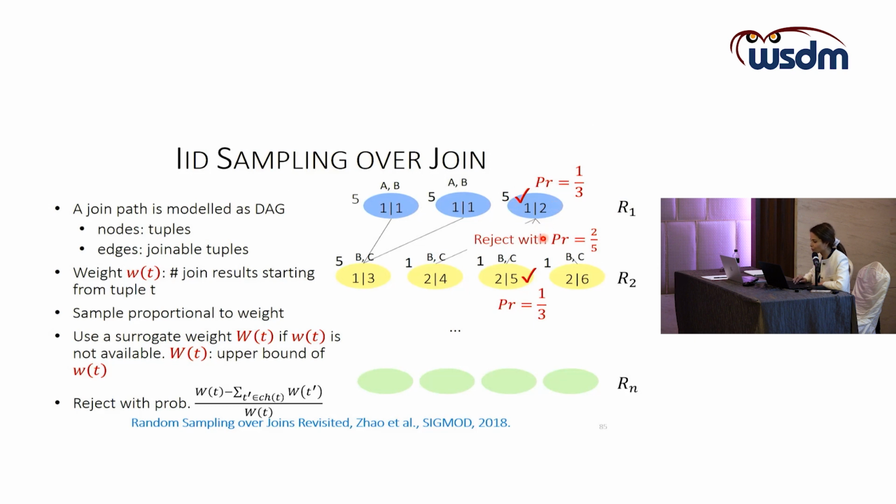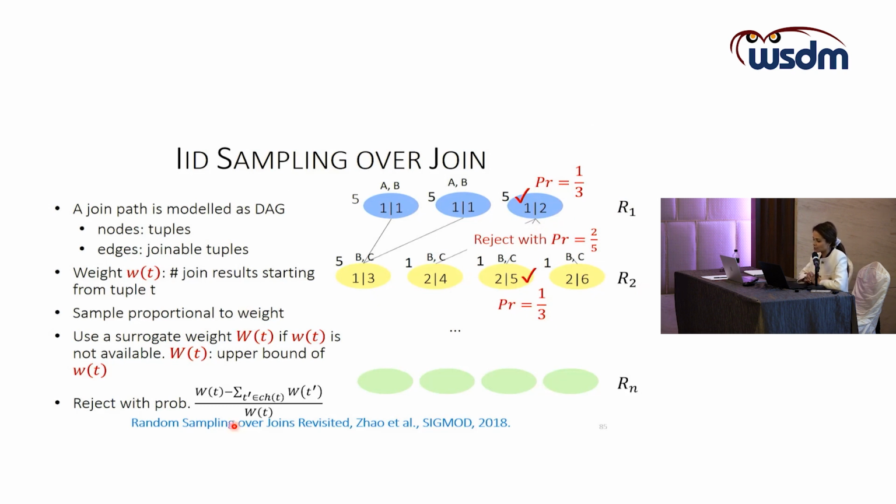Once a tuple is sampled, we investigate the next tuple at the next level, in the next join, and we again sample based on the weight of that tuple. For example, if I sample the third tuple, then I'm choosing between these three tuples. And for example, let's say the middle tuple is sampled with probability 1/3.